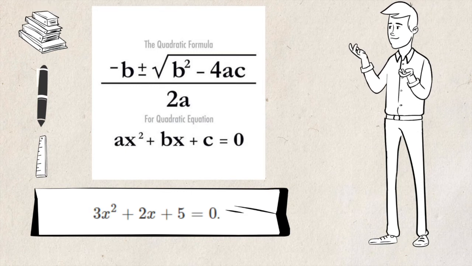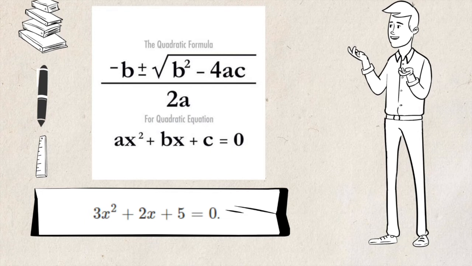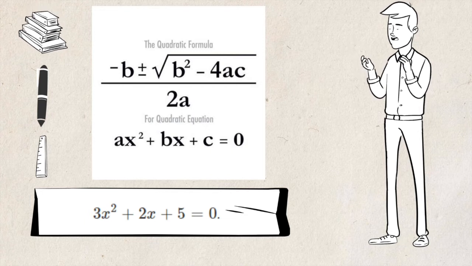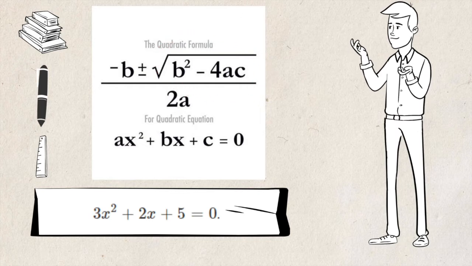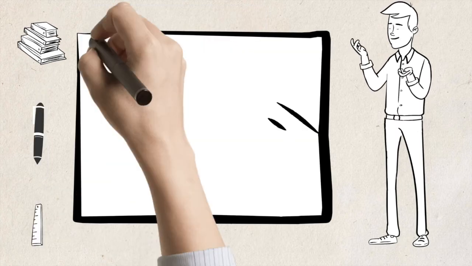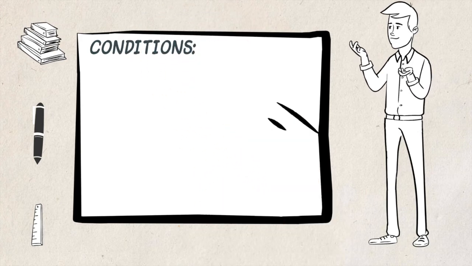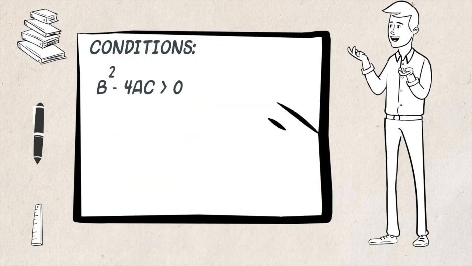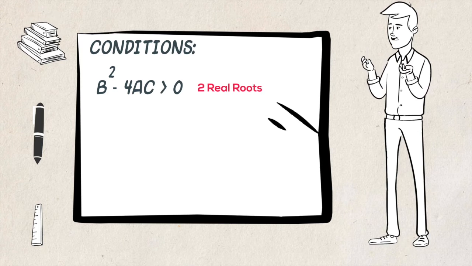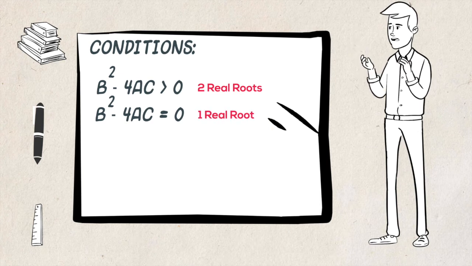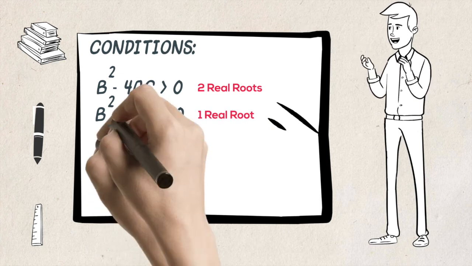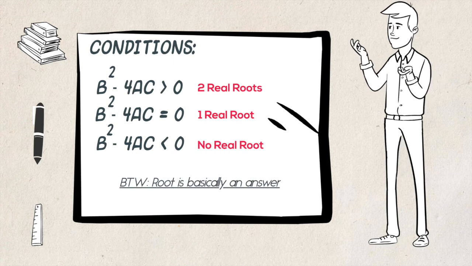There is also a trick to determine the number of solutions of an equation. We can look at the discriminant, which is b squared minus 4ac, or the thing under the radical sign in the quadratic formula. So the conditions are: if b squared minus 4ac is greater than 0, it gives 2 real roots. If it is equal to 0, it gives 1 real root. And if it is less than 0, it gives no real roots.